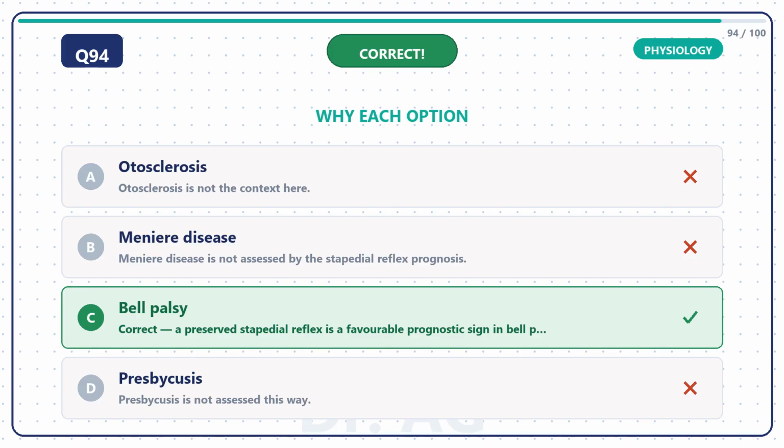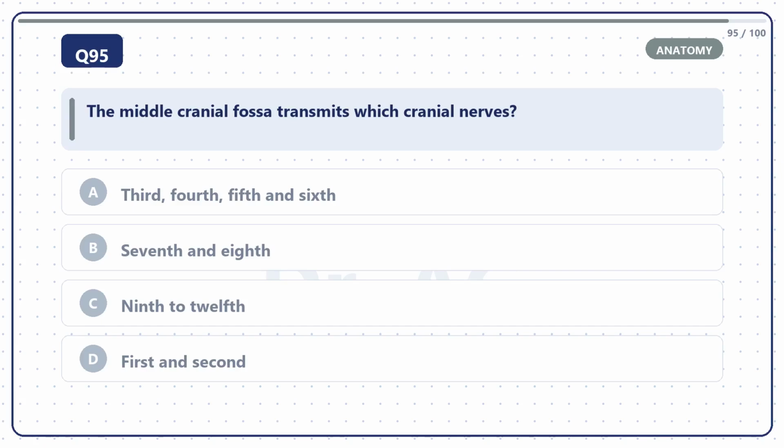Bell palsy. Question 95. The middle cranial fossa transmits which cranial nerves? Option A, 3rd, 4th, 5th and 6th. Option B, 7th and 8th. Option C, 9th to 12th. Option D, 1st and 2nd.